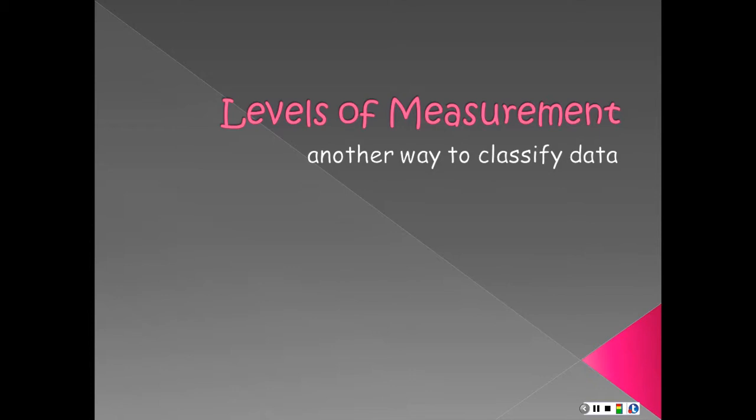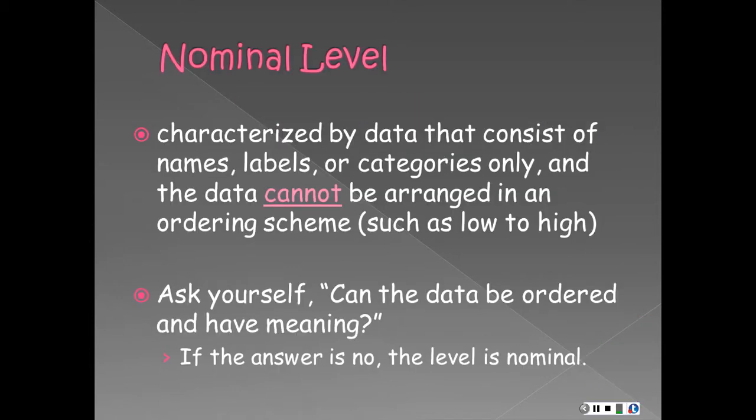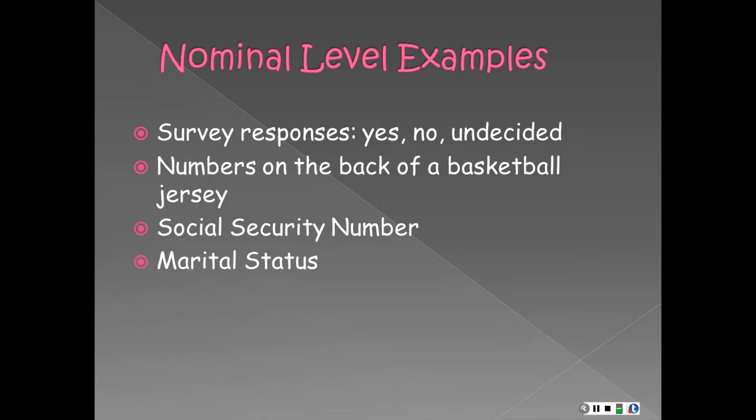So another way to classify data is the level of measurement. The nominal level is the lowest level. It is data that consists of names, labels, or categories only, and it cannot be arranged in an ordering scheme, such as low to high. So if it's just categories and it can't be arranged any way, low to high or high to low, it's nominal.